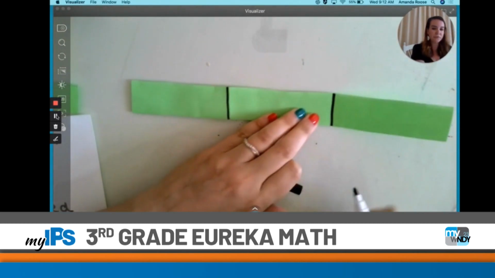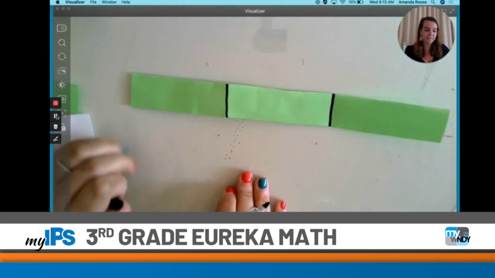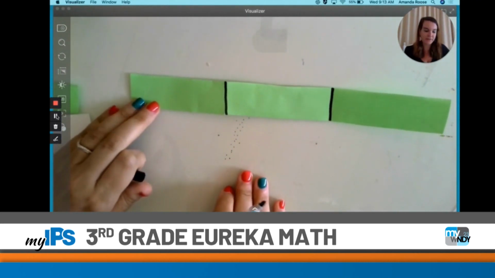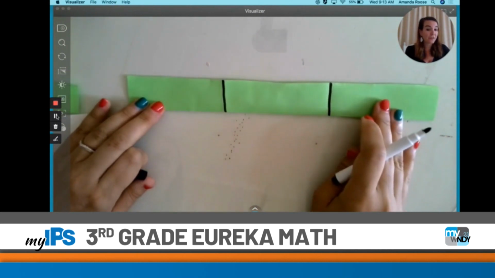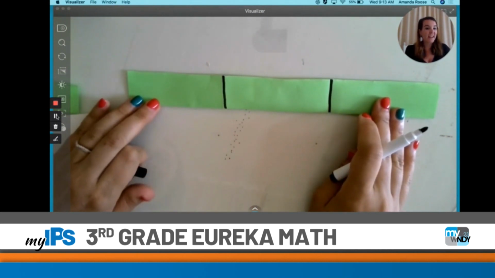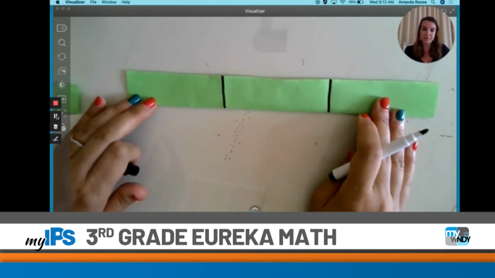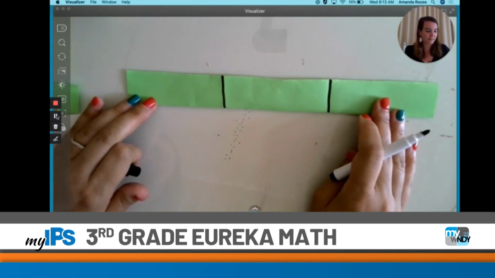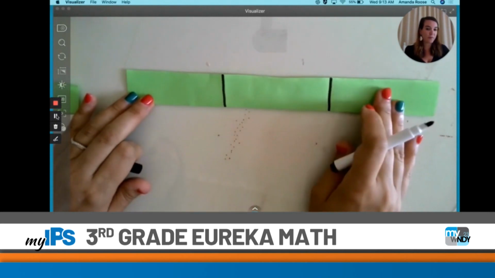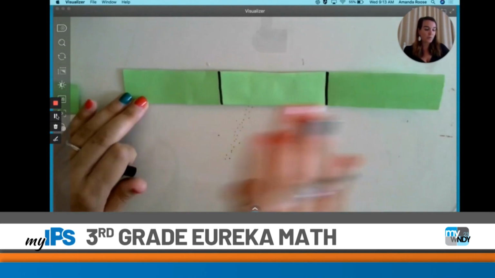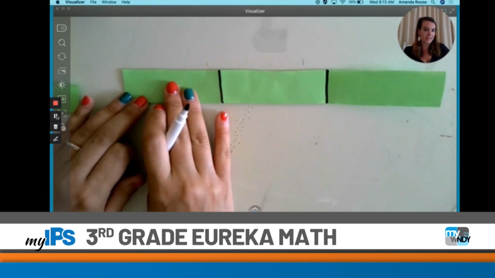I only drew 2 lines this time. But how many pieces do I have? 1, 2, 3 equal pieces. I need to remember that when I'm drawing my own fraction strips or drawing my own fractions on a rectangle or a circle, maybe later on. Okay, so if these are 3 equal pieces in our whole, what is one of our pieces called?